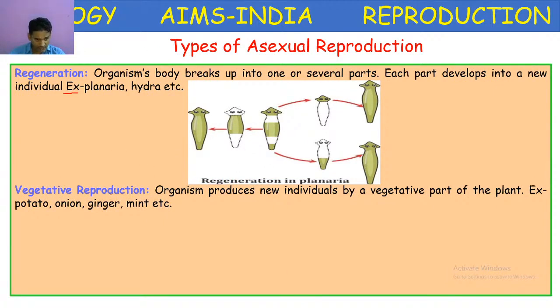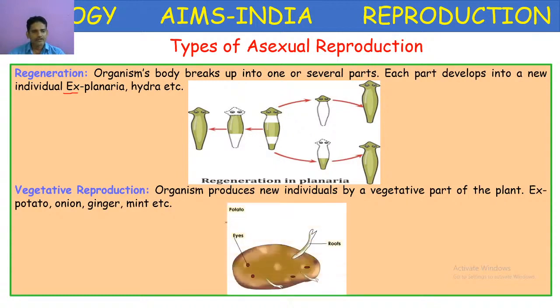Here, in vegetative reproduction, organisms produce new individuals by a vegetative part of the plant. Vegetative reproduction is common in plants. Examples: potato, onion, ginger, mint, chrysanthemum. So many examples are there. For example, in potato, there are some bud-like structures present on the potato, which may be light yellow or greenish in color. They are called eyes. This part, when you cut and place separately, develops into a new potato. So potato is one of the examples of vegetative propagation.